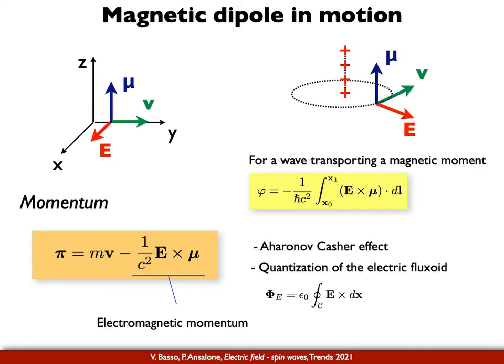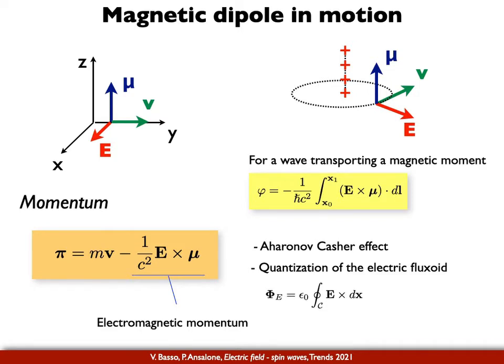Why do we have such a term? Because essentially the electric field is defined in the laboratory frame. So you can imagine that if the magnetic moment is traveling at a certain velocity, it will see in its reference frame a magnetic field that is just due to relativity, which is intrinsic to electromagnetism. The presence of that magnetic field changes the total momentum.